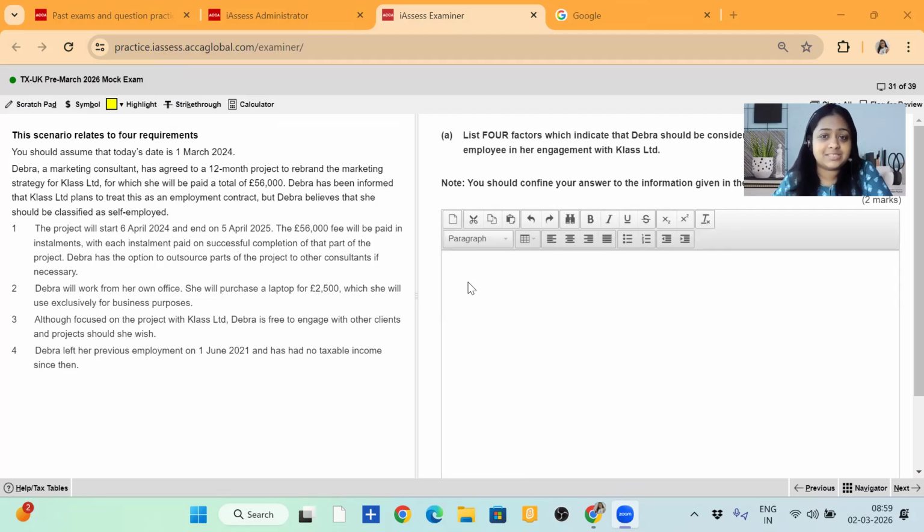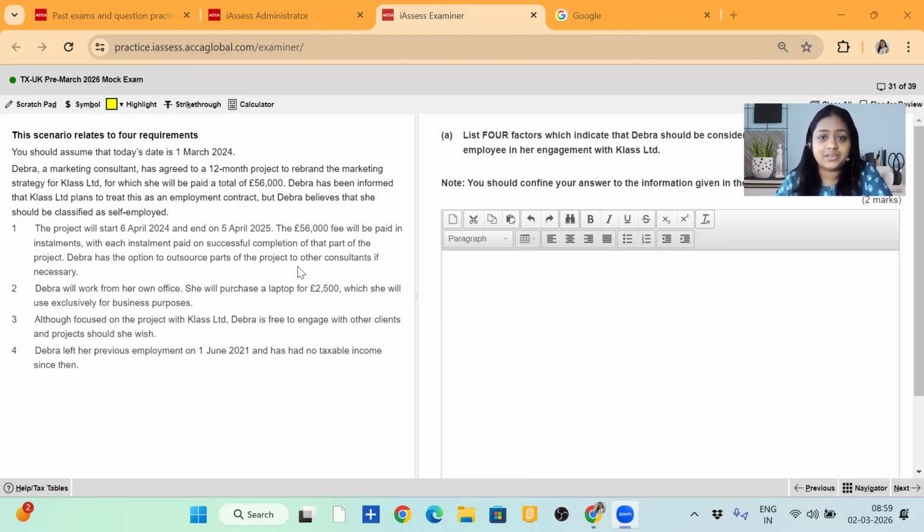Let's go ahead with the debrief of Section C for your taxation exam. This is just to make you all accustomed with your CB platform as well as to know how to handle the Section C questions within the timed environment in the exam. So let's proceed now. Here I'm taking the pre-March mock exam only, and we are doing Section C here.